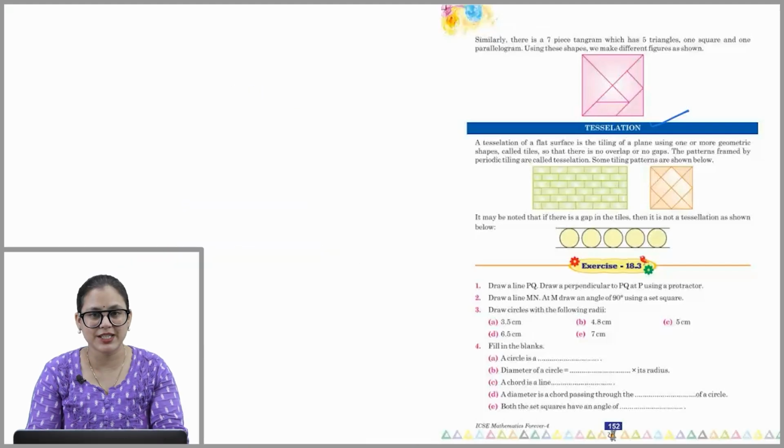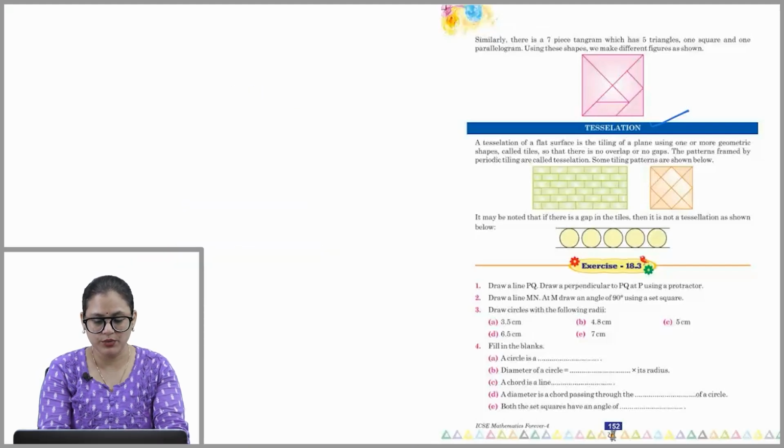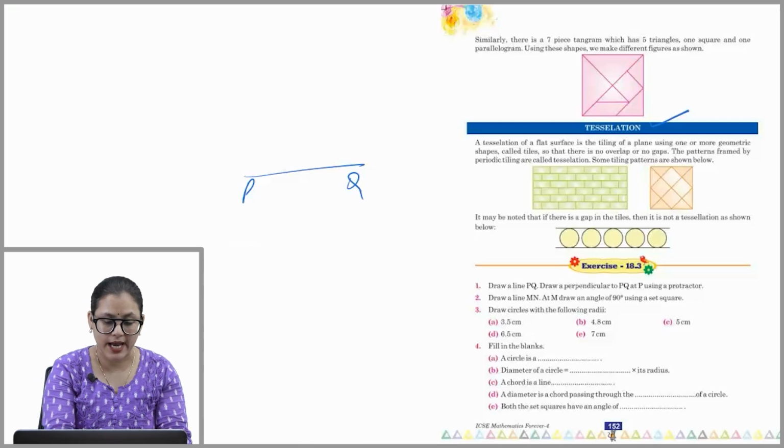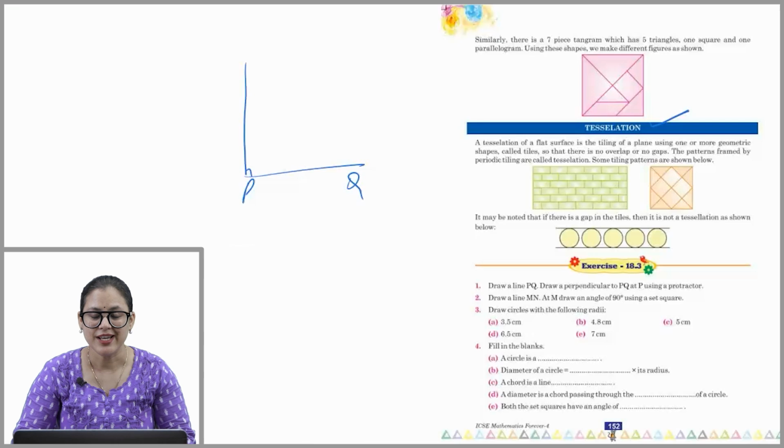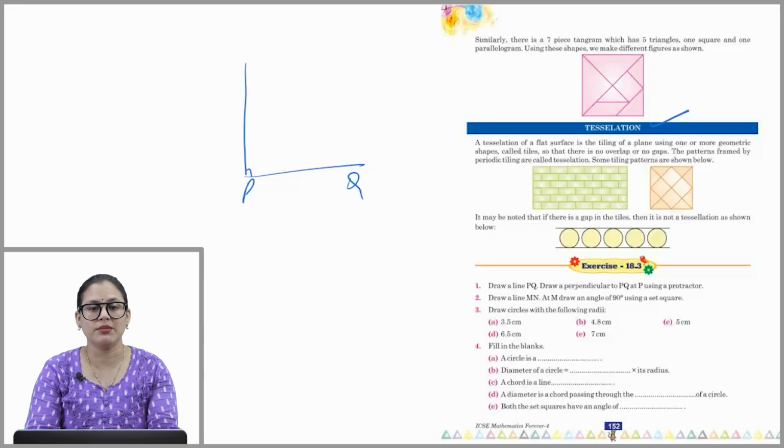Okay. Exercise 18.3: draw a line PQ. You will draw a line PQ and then draw a perpendicular to PQ at P like this using a protractor. Okay, students, now you will practice the remaining questions.